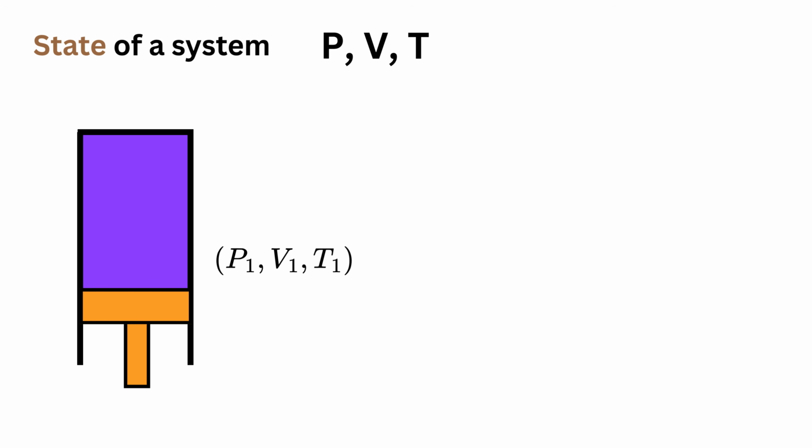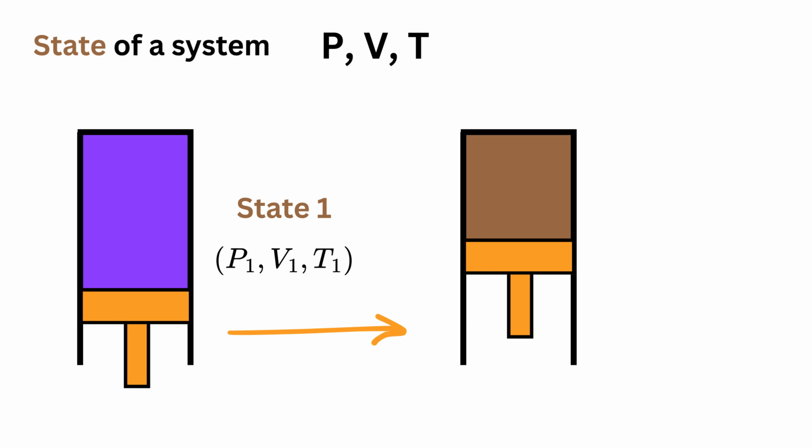If the gas is at a certain pressure P1, volume V1, and temperature T1, we say it is in state 1. Now, if we heat the gas or compress it, its pressure, volume, and temperature will change to new values, say P2, V2, and T2, and it will be in state 2. Thus, a change in any state variable means a change in the state of the system.